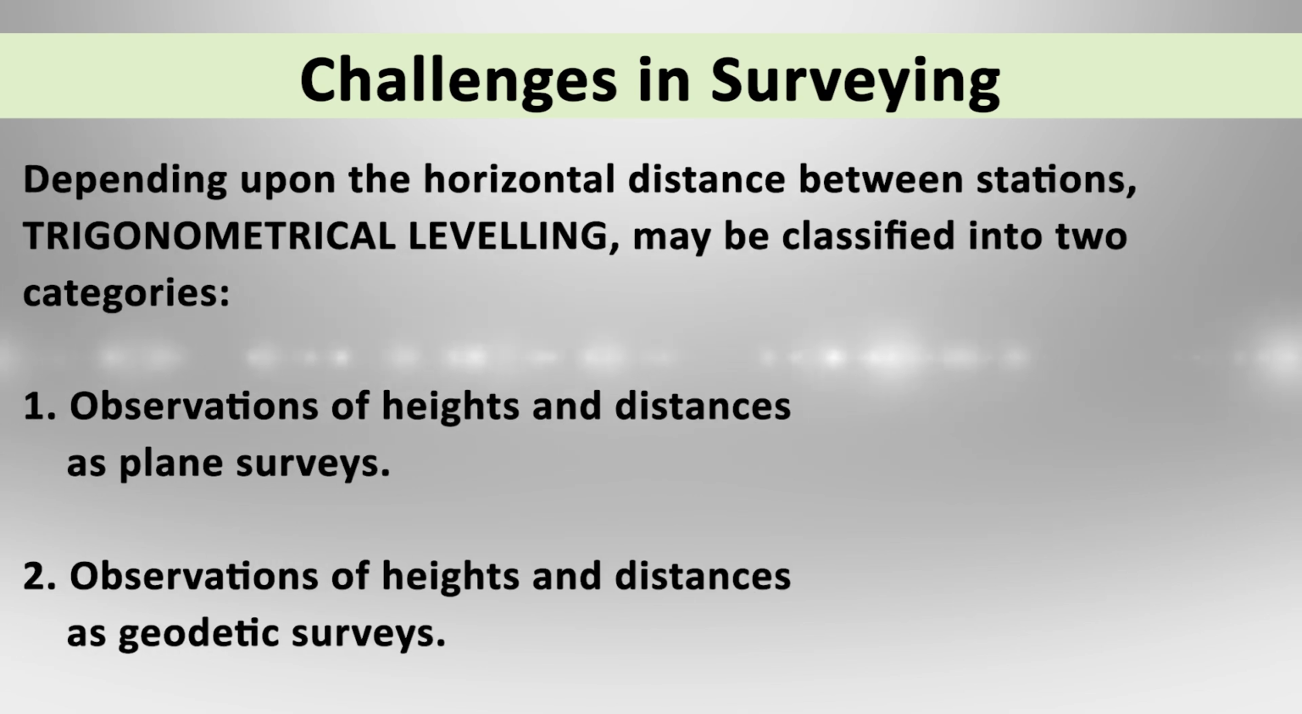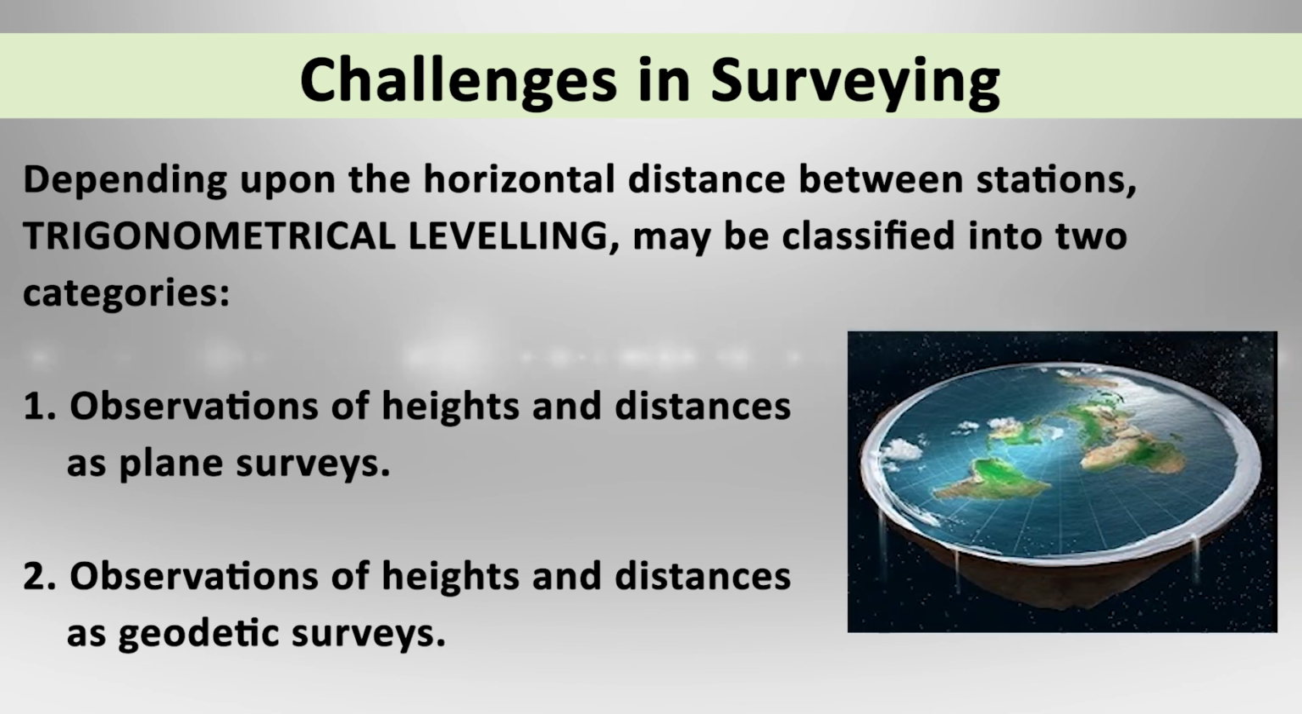Depending upon the horizontal distance between the stations, trigonometric leveling may be classified into two categories: observation of height and distance as plane survey, and observation of height and distance as geodetic survey.